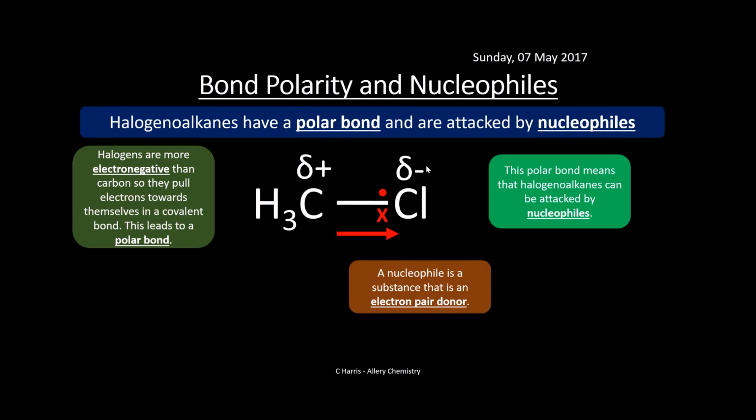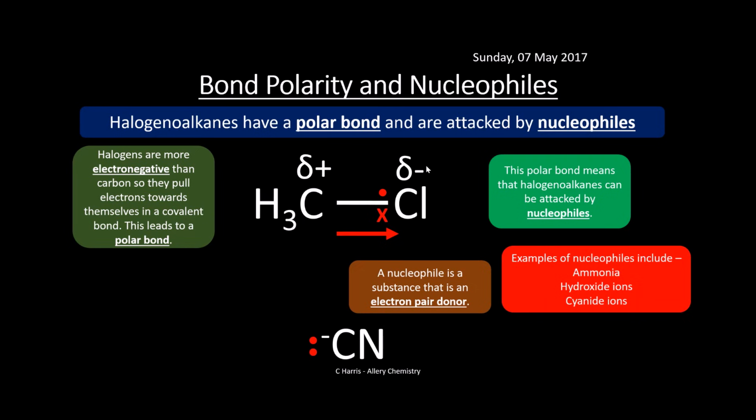So a nucleophile is just a substance that is an electron pair donor. So it donates electrons to the actual system. Examples of nucleophiles that you need to know are cyanide, ammonia, and hydroxide. So we've got them here. This one's your cyanide, there's your lone pair. Ammonia has got a lone pair, and hydroxide's actually got 2 lone pairs, but it doesn't really matter as long as you've got a lone pair of electrons.